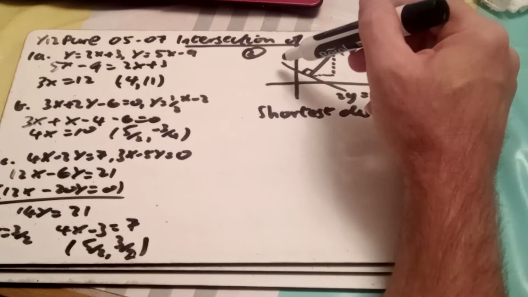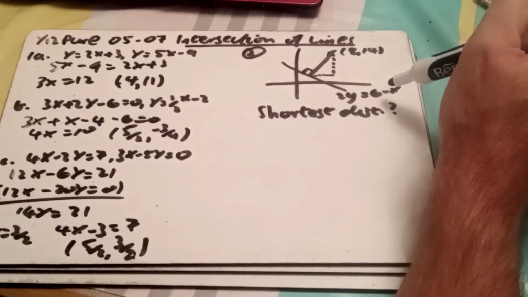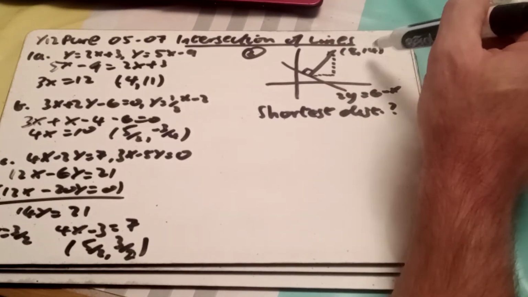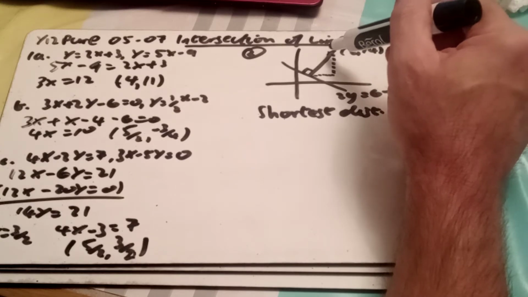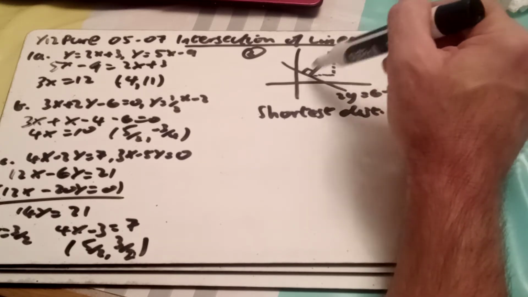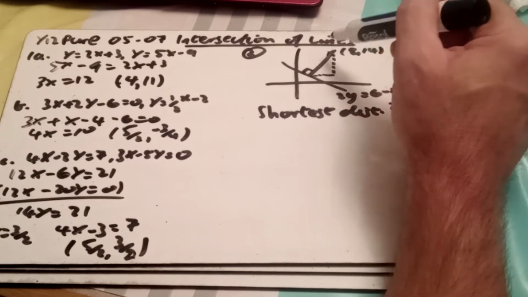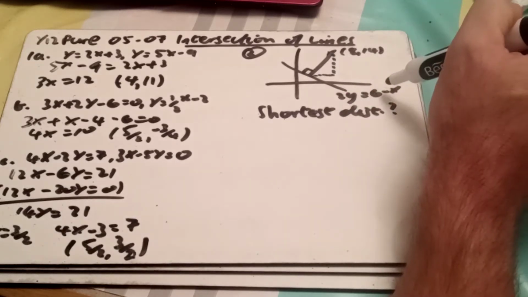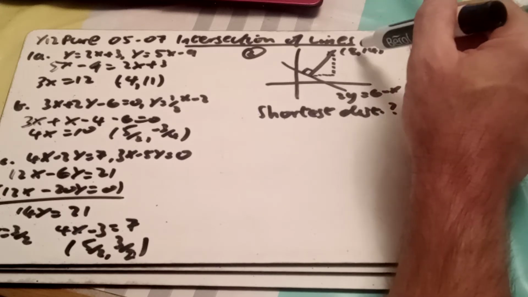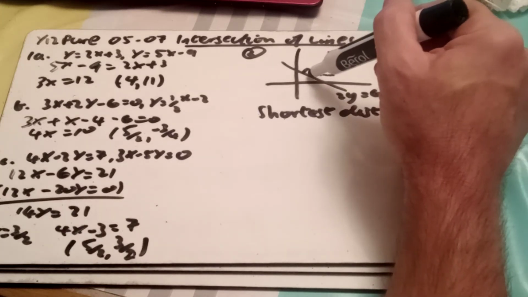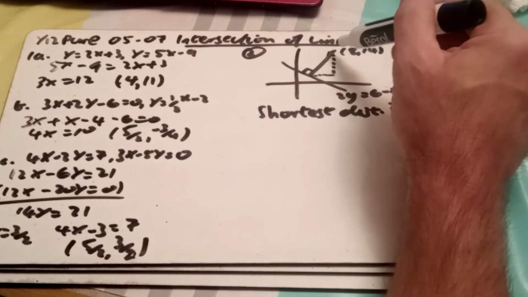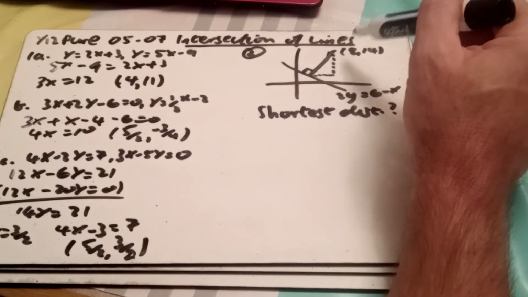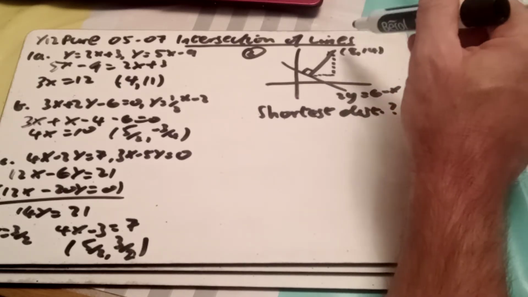This one had a picture, it's got an equation of a line 2y equals 6 minus x, it's got a point 8, 14, and it wants the shortest distance from the point to the line. Well, any shortest distance is now perpendicular, so I'm looking for the equation of the line that's perpendicular to this, that goes through 8, 14, find the intersection point, and then the shortest distance, do a bit of Pythagoras on those two things there.